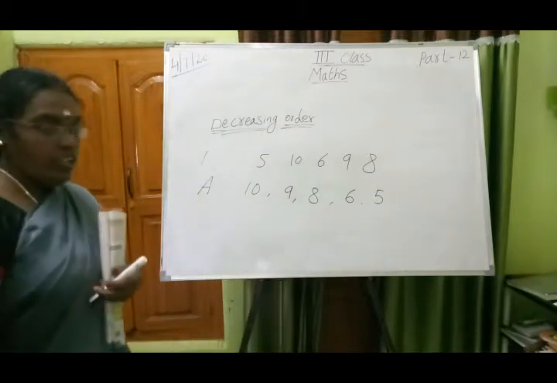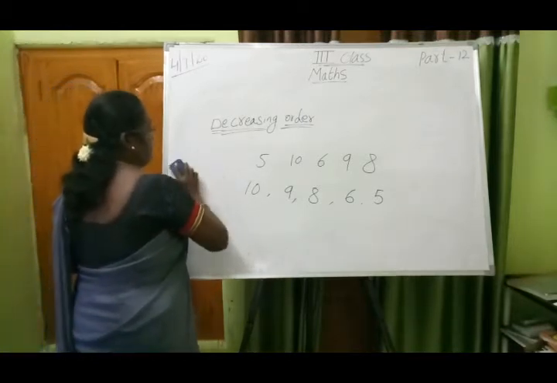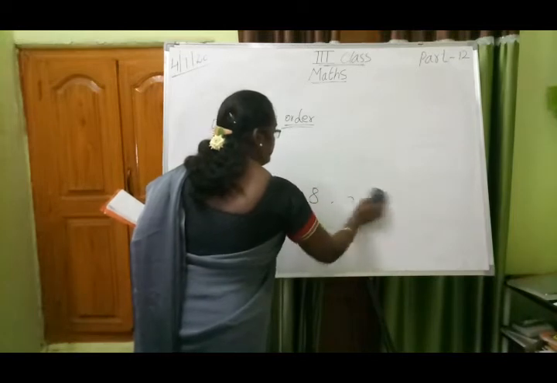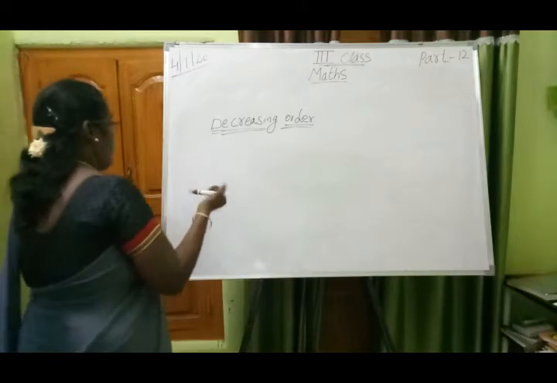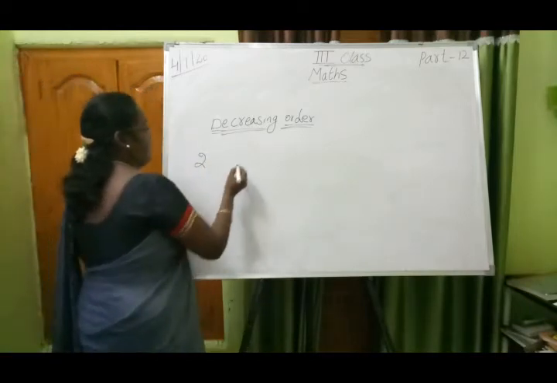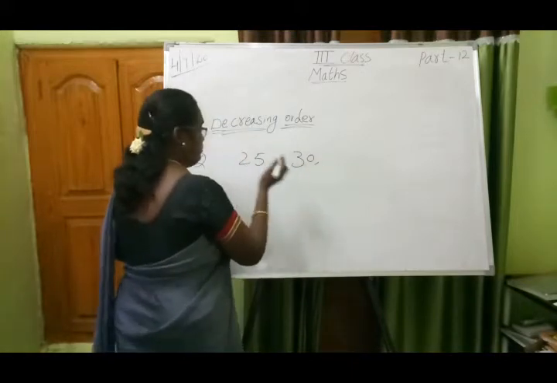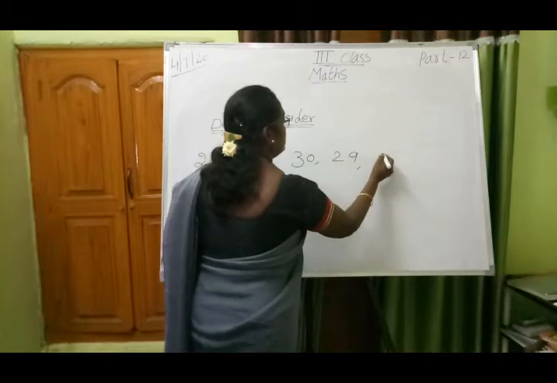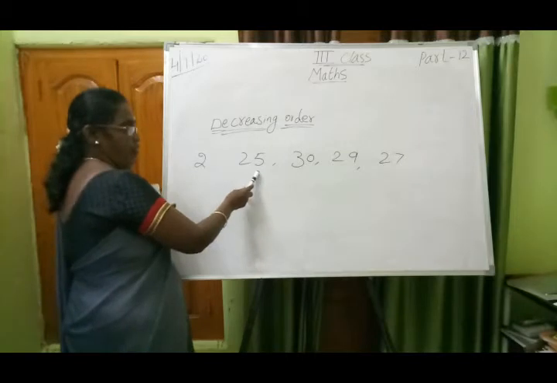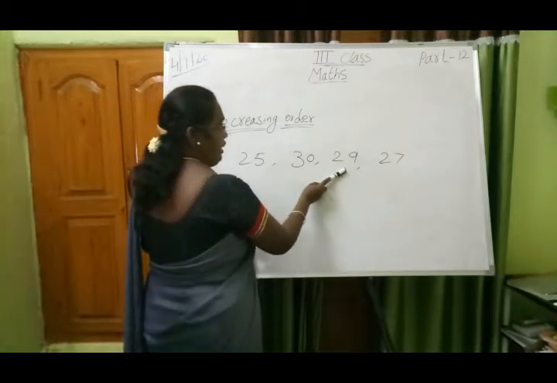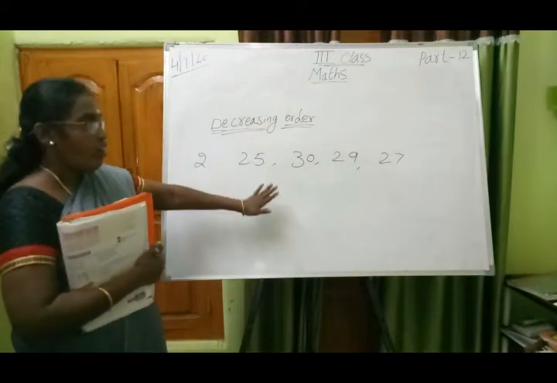Okay, another example you can see, children. See here: 25, 30, 29, 27. These are all what, children? Two digit numbers.